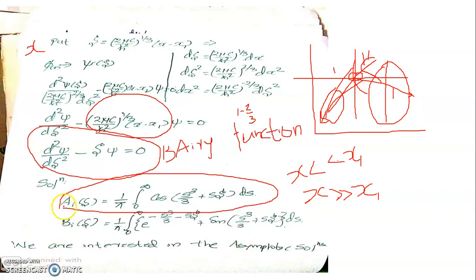We will now evaluate the asymptotes of Ai of theta and Bi of theta.